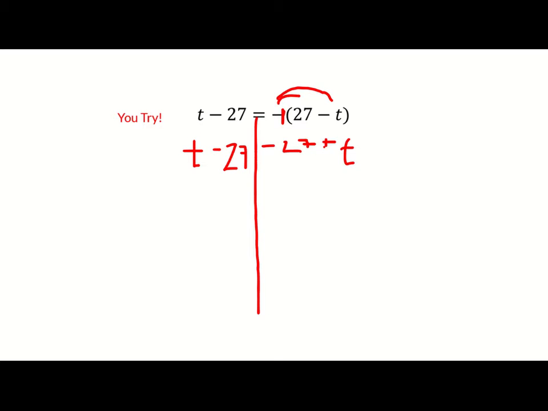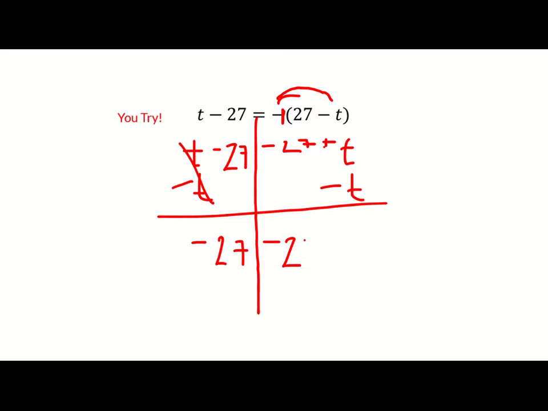So when I do this, I now want to get the variables on the same side. So we're subtracting t on both the left and the right. T minus t cancels out. We have -27. On the other side we have -27, and the t's cancel. So this says -27 equals -27. So again, when the variables are completely gone, they all canceled out.